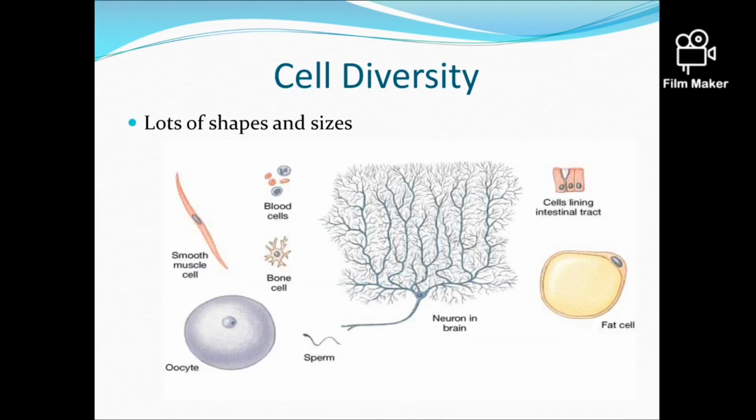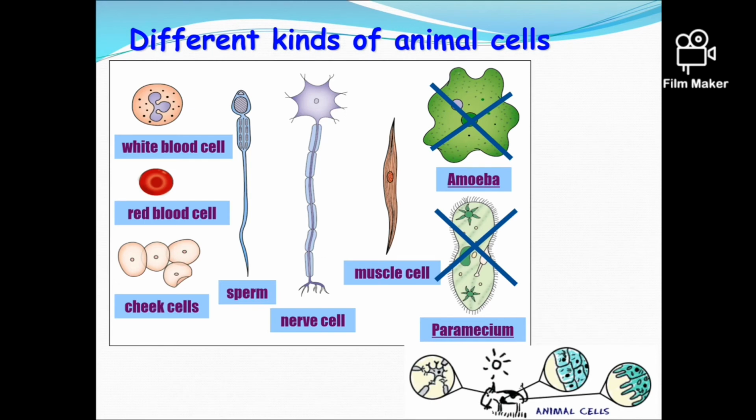Cell diversity. As you can see here, there are lots of shapes and sizes: smooth muscle cell, oocyte, blood cells, bone cell, sperm, neuron in brain, cells lining intestinal tract, and fat cell. All of them have different sizes. Here you can see the different kinds of animal cells: white blood cell, red blood cell, cheek cells, sperm, nerve cell, muscle cells. But amoeba and paramecium are not animal cells.